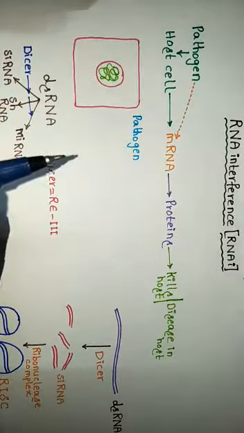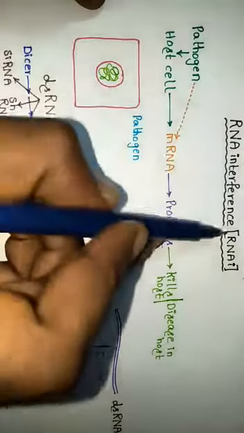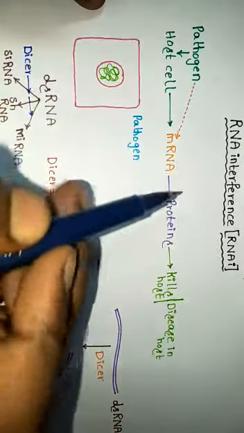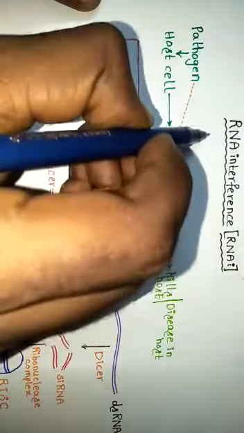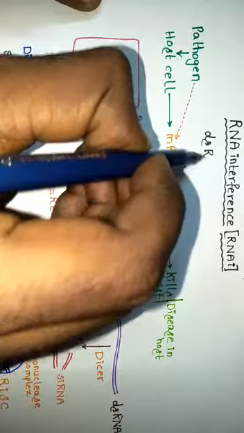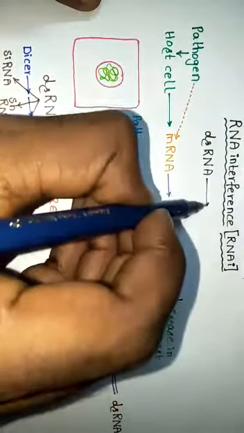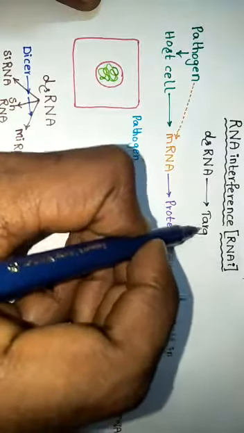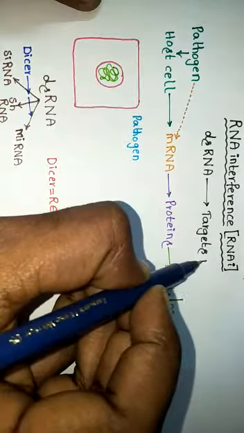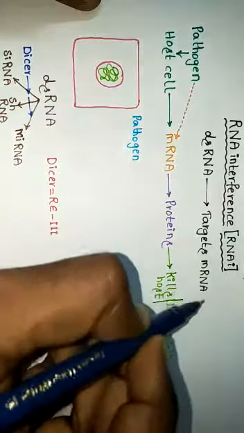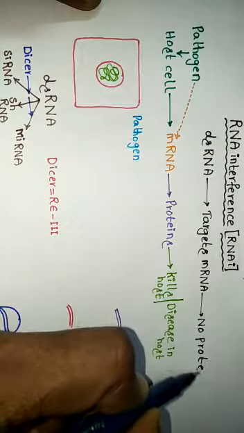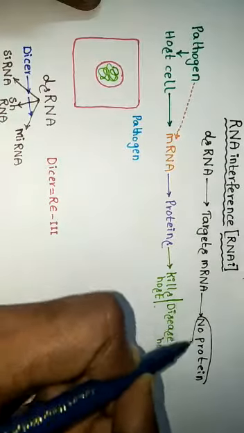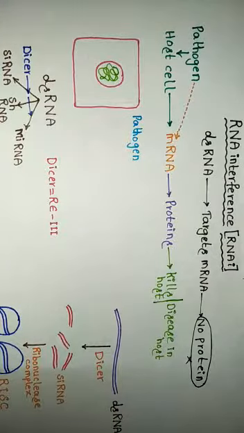Very good evening. Today we discuss a topic, RNA interference, which is related to biotechnology. What is RNA interference? A host produces double-stranded RNA. It targets the mRNA of the pathogen and no protein synthesis takes place. This is the mechanism related to RNA interference.